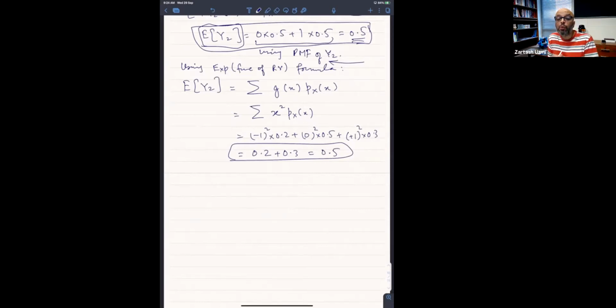But I can do a shortcut without finding the PMF of y2. I can use this expected value of a function of a random variable formula. Using this formula, directly from the PMF of x and this function, I can directly find the expected value of y2.